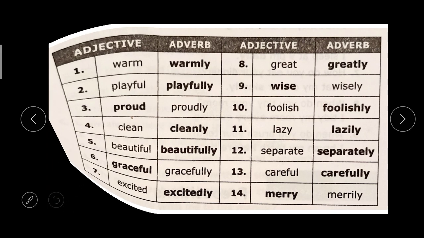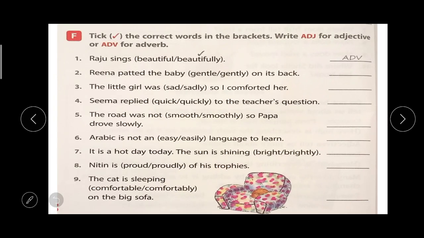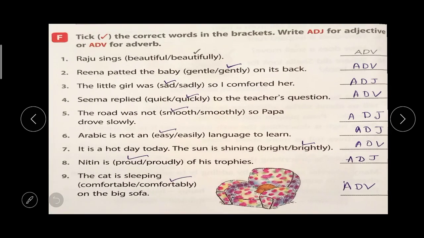Then let's proceed to the next exercise, that is number F, where student you have to tick the correct word in the alternatives which are given in the brackets of these sentences, and beside them we have to write whether these correct words are adjective or adverb. So let me show you the answers.